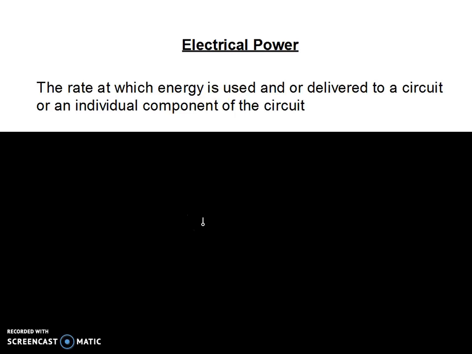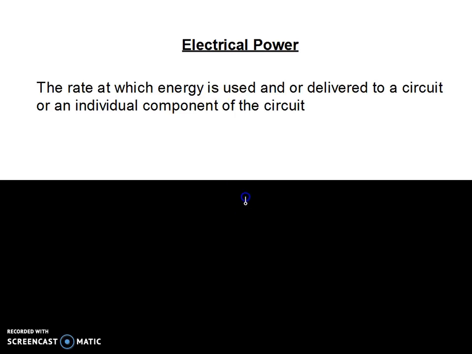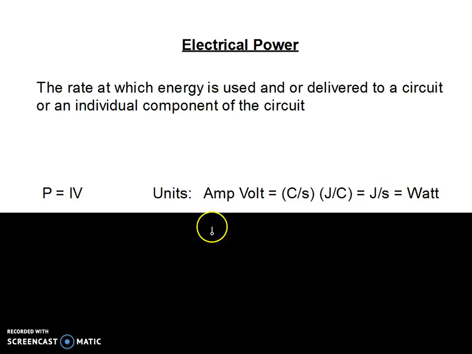So again, electrical power is the rate at which energy is used or delivered by a circuit or to an individual component of the circuit. The equation for power is I times V, and the units are the same as they were for mechanical power, that is the units or the watts.